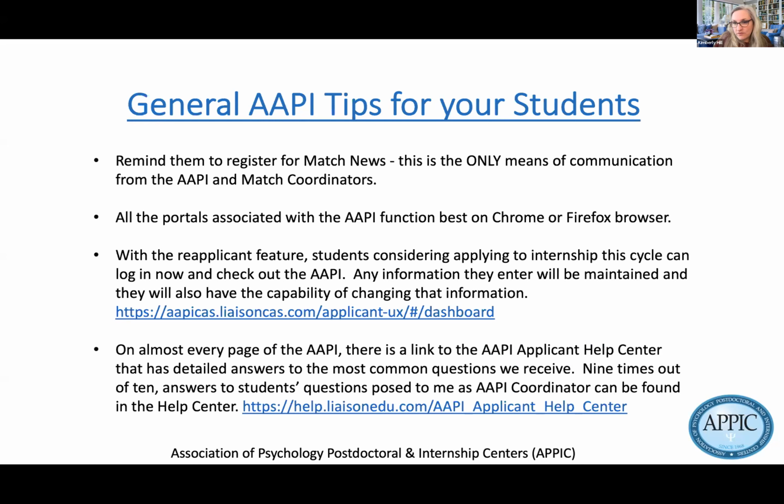So a very simple thing, but it's not uncommon to get a DCT or a student write me freaking out that something's not working on the APPIC portals, and just a reminder that it really does function best on Chrome or Firefox. So if you're using a different browser and you're having trouble, try Chrome and Firefox before you reach out to APPIC support. It just might save you an hour.